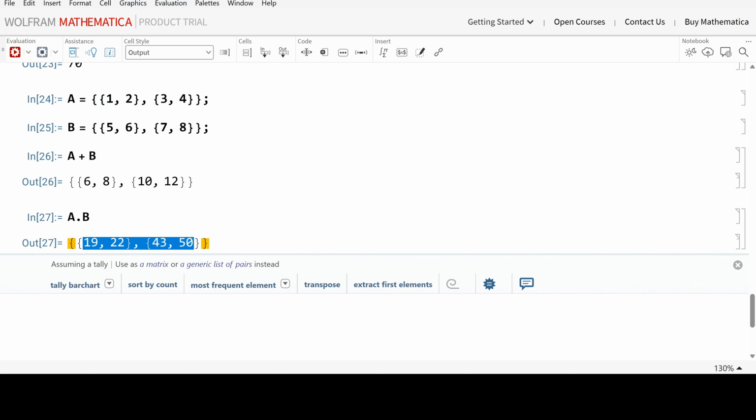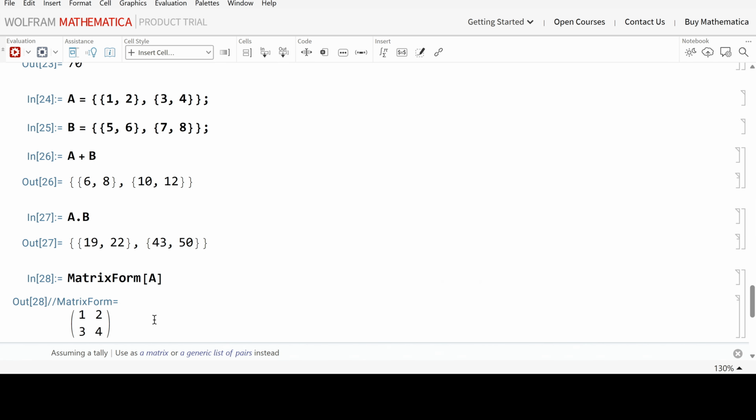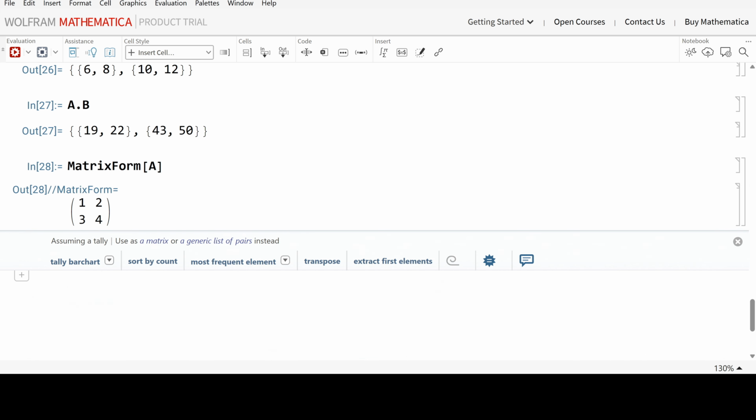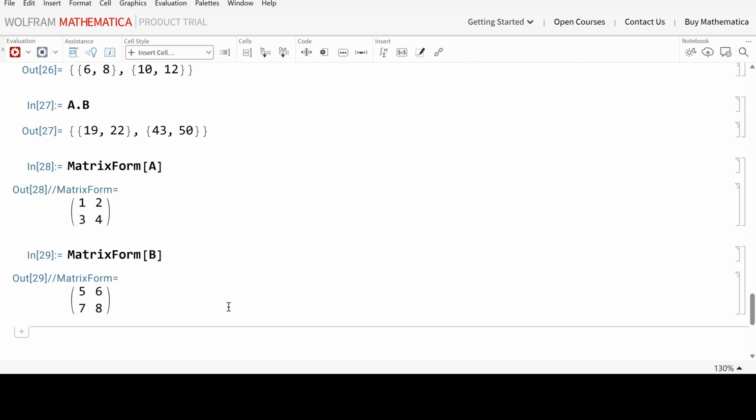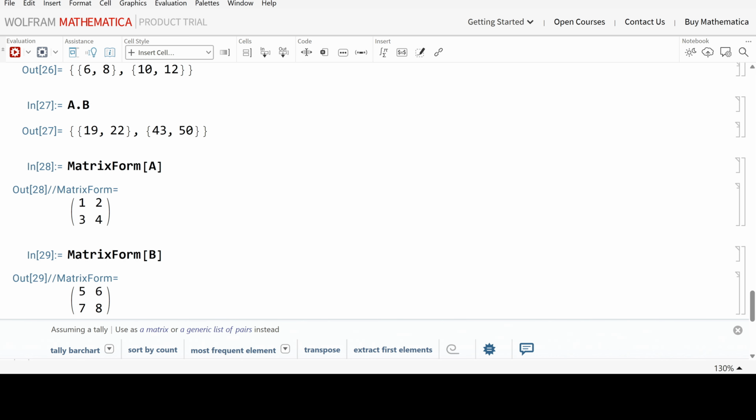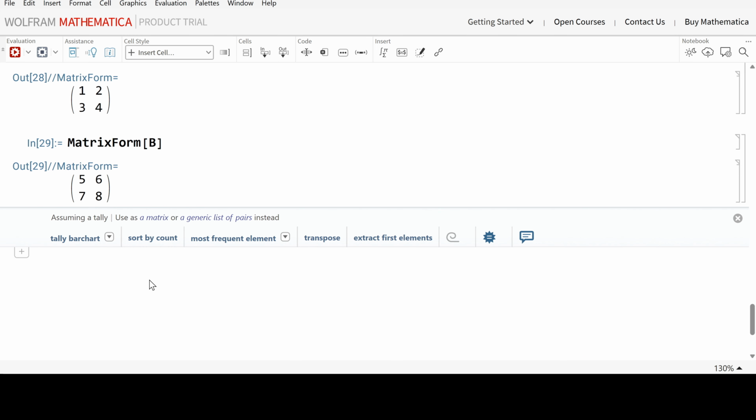We can make it look nice with MatrixForm, showing the matrices as real tables instead of lists. Mathematica automatically recognizes whether you're working with numbers, vectors, or matrices and applies the correct form of addition or multiplication.